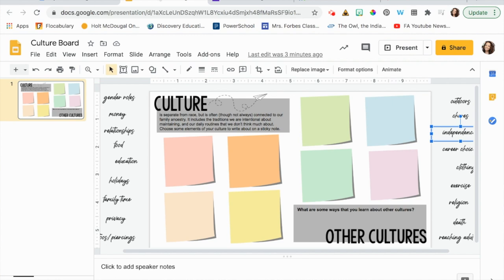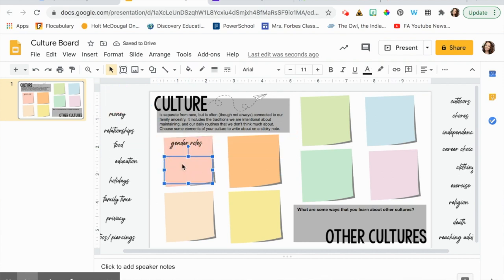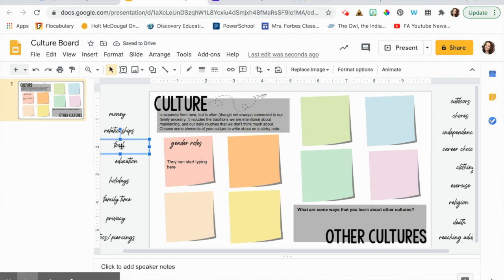So over on the sides, I've provided quite a few different categories. And I think that's one thing that we get a little bit confused about with culture, especially when we're talking about other cultures from our own, because that's what we tend to do, right? When we talk about culture, it tends to be about other, like, exotic cultures or something like that.